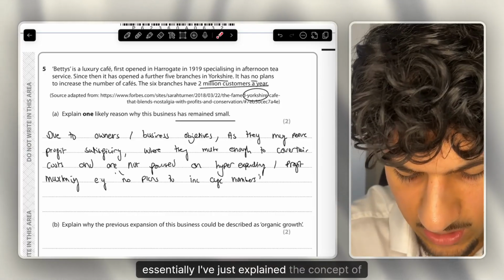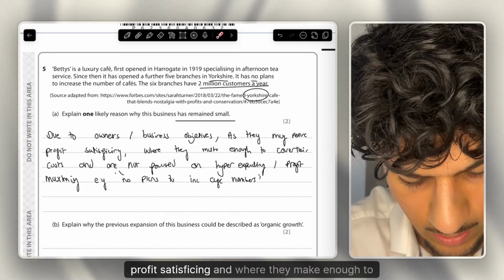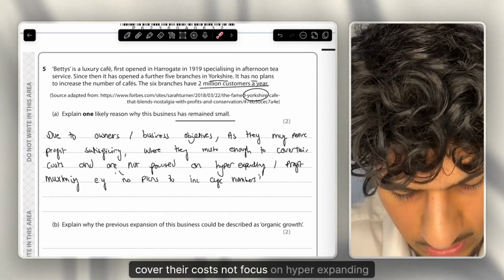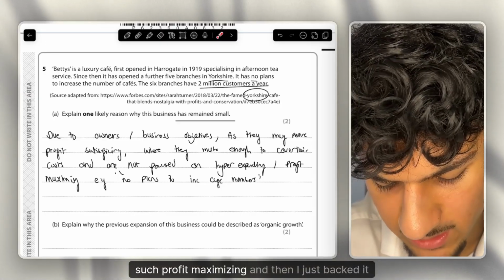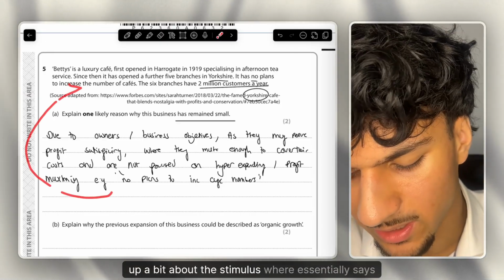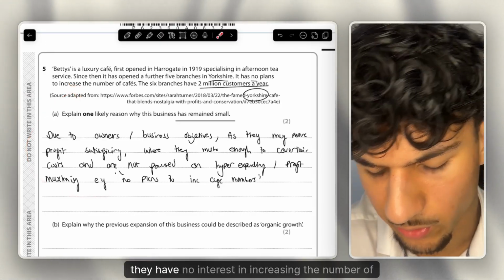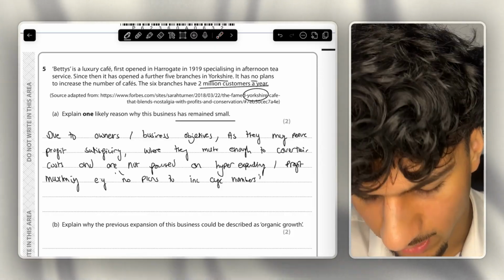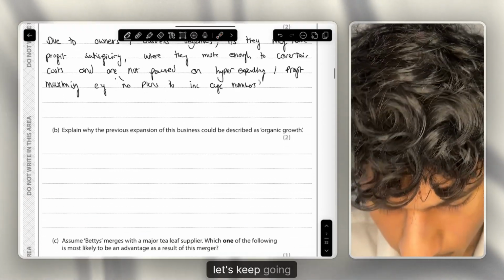And essentially I've just explained the concept of profit satisficing, where they make enough to cover their costs, not focus on hyper expanding / profit maximizing. And then I've just backed it up a bit about the stimulus, where it essentially says they have no plans, they have no interest in increasing the number of cafes. So that's how to get 2 marks there, and let's keep going.